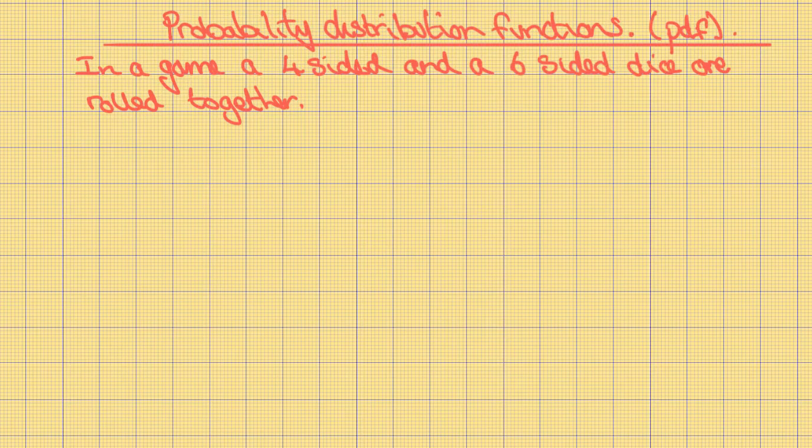Probability distribution functions, PDFs. In a game, a 4-sided and a 6-sided dice are rolled together. We can construct a sample space that will show the totals when the individual scores from each dice are added together.